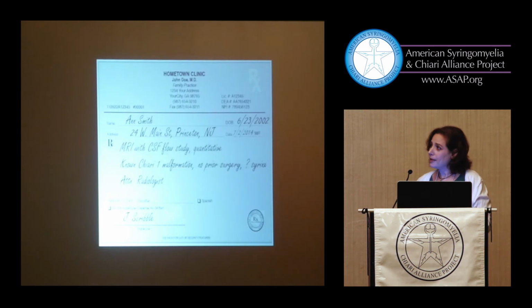But if you put in a script like this, it's a little wordier: MRI, CSF flow study, quantitative if possible, right? Known Chiari 1 malformation. We already know now we're not looking at the aqueduct of Sylvius high up, we're looking at the foramen magnum where the Chiari would be. No prior surgery, very helpful information. There may be a syrinx. We want to know if there's a syrinx. If there's a syrinx, we want flow. And look at this, attention radiologist.